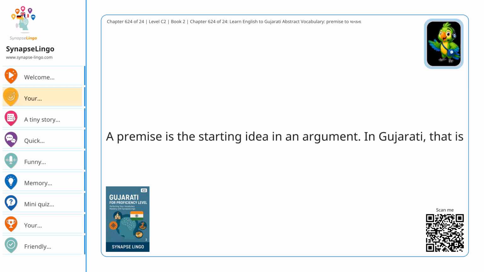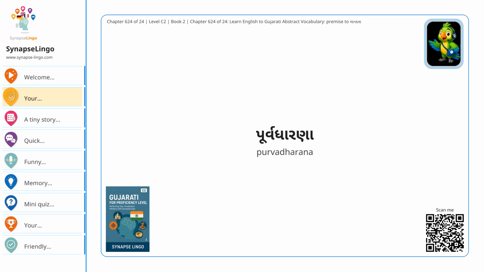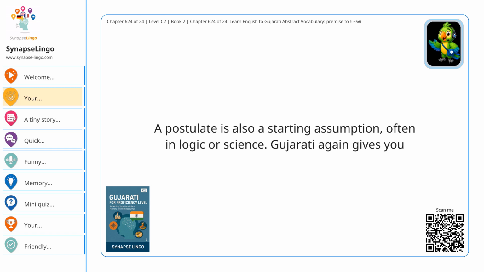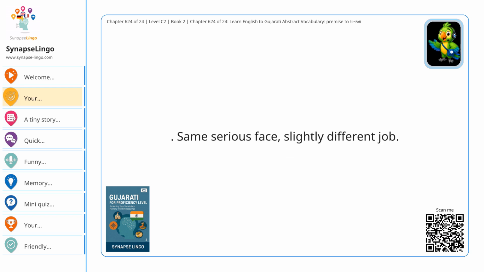A premise is the starting idea in an argument. In Gujarati, that is પૂર્વધારણા. Think, the first brick under the wall of logic. A postulate is also a starting assumption, often in logic or science. Gujarati again gives you પૂર્વધારણા. Same serious face, slightly different job.